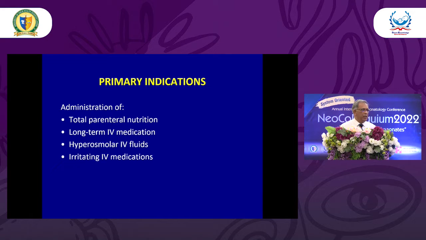Bicarbonate, yes, that's hyperosmolar, about 10 times more osmolarity. Glucose, as you said, yes, more than about 12.5% dextrose should be given through a central line.